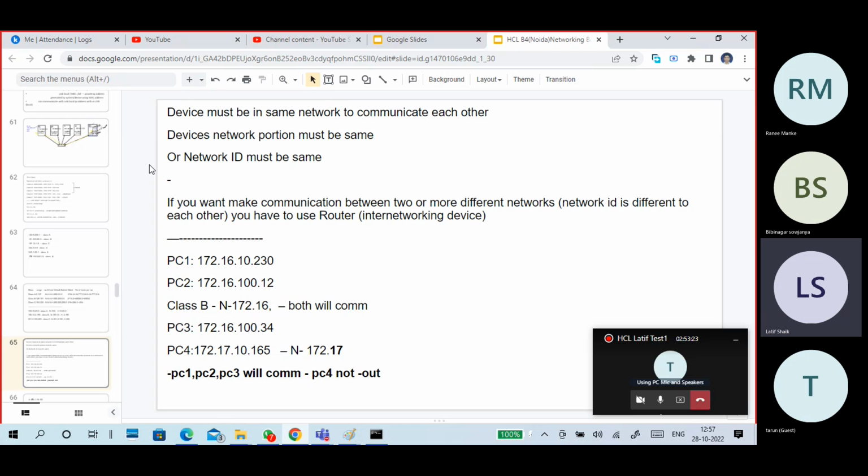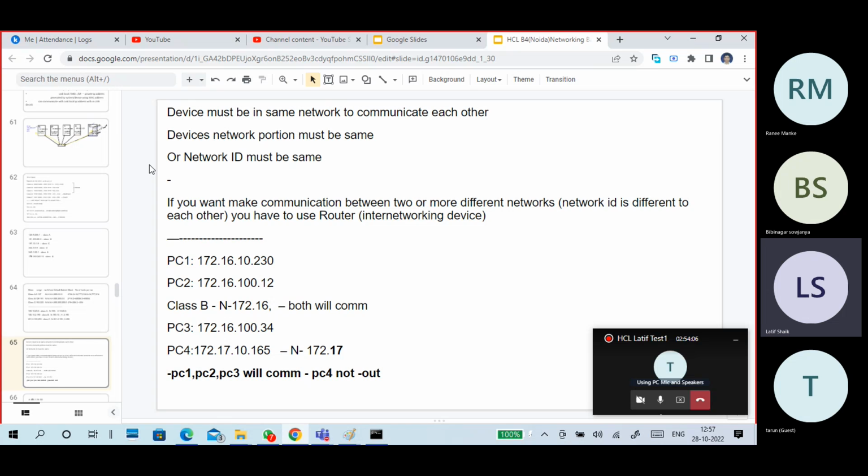If two different networks exist accidentally, like you entered an IP address wrongly, then you have to correct it. Guys, look here: PC1 and PC2, two computers with two IP addresses. Will they communicate with each other? See, their network portion is 172.16. Both first two portions are the same, so they will communicate. Then I added a PC3 and assigned an IP address. See the first two portions, 172.16. Yes, PC1, PC2, PC3 will communicate with each other.